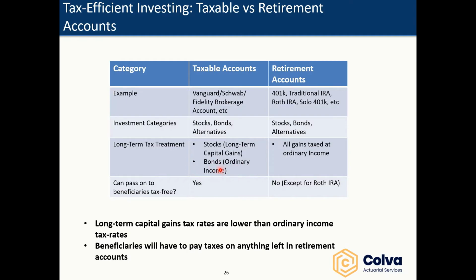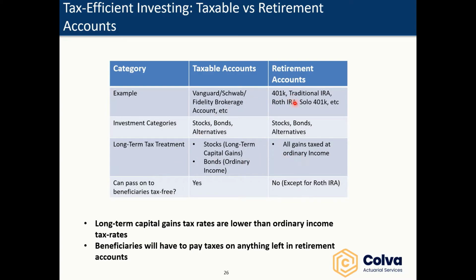There is some capital appreciation here, but by and large, the bulk of your income here is going to be ordinary income coupon payments, right? Whereas in a retirement account, all the gains are taxed at ordinary income, right? So, as you can quickly see, one of the problems of putting stocks into retirement accounts is that you're giving up these long-term gains rates and now paying ordinary income rates on it.